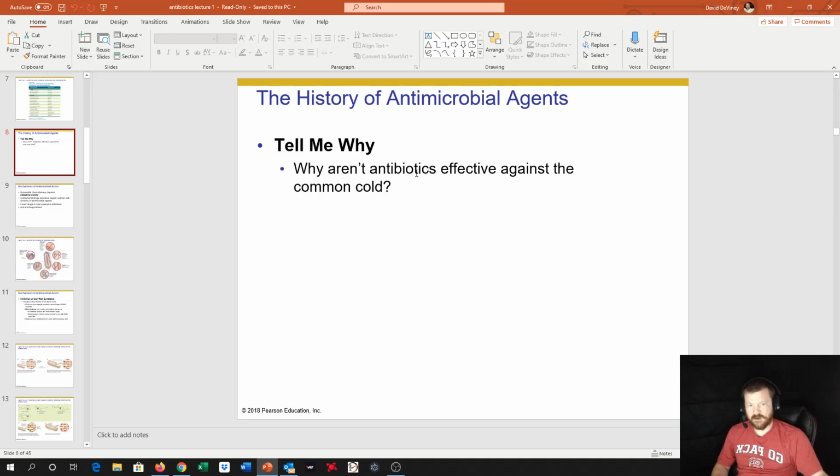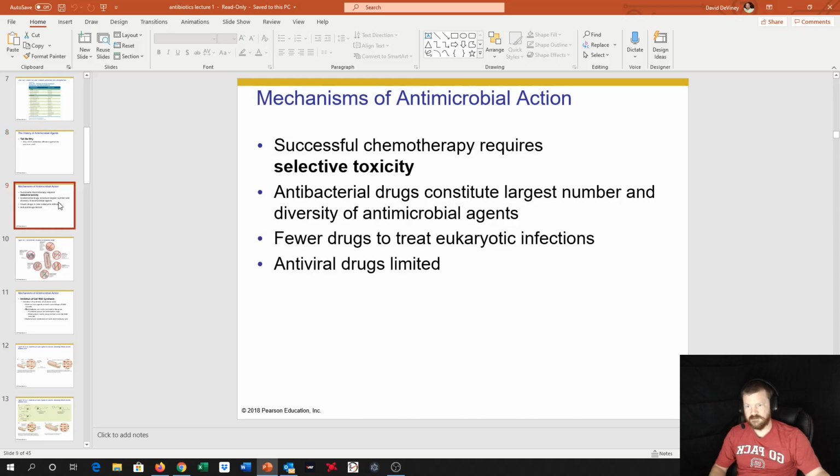Antibiotics are effective against bacteria only. They are not effective against flu. They're not effective against COVID. They're not effective against any virus, right? Antibiotics only work against bacteria. Please know that, right? So mechanisms of action, again, we want them to be selectively toxic.